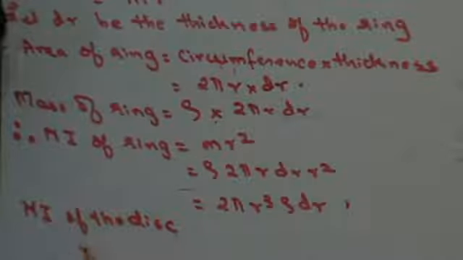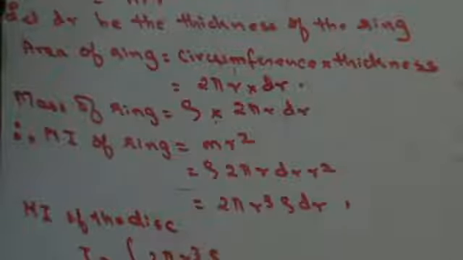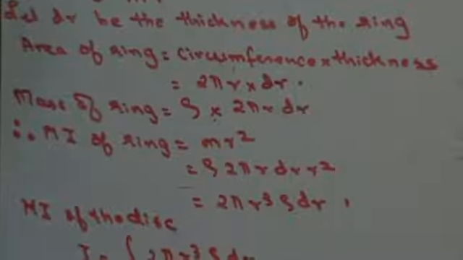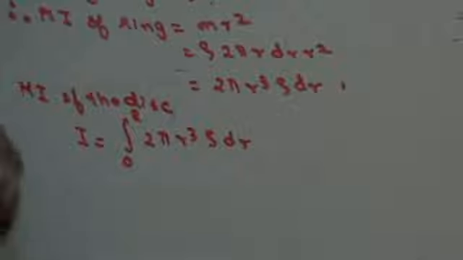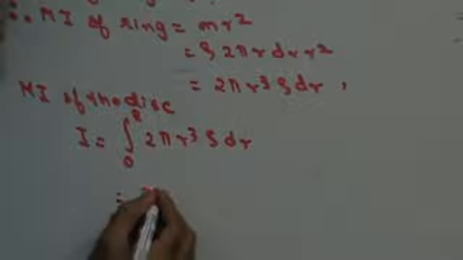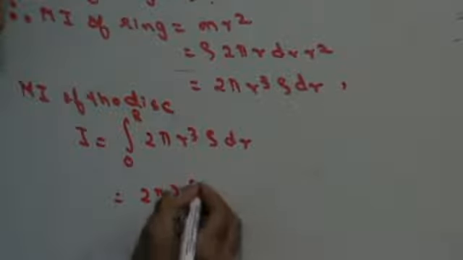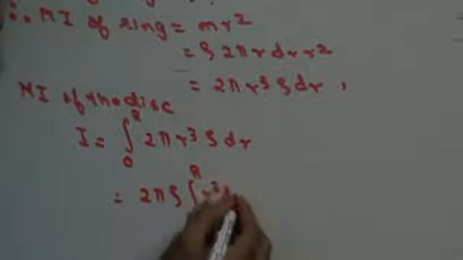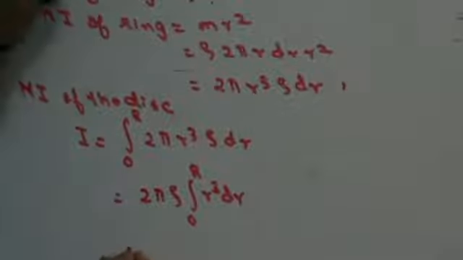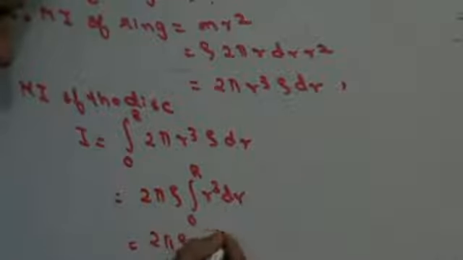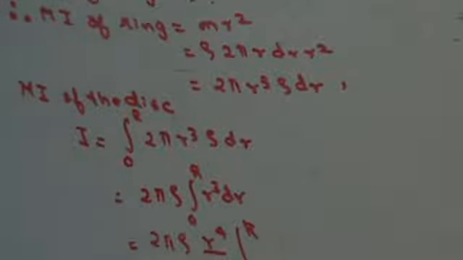is nothing but I, which will be nothing but the integral of the moment of inertia of the ring, 2 pi r cube rho dr. Now what will be the limits? The minimum radius is 0, the maximum radius is capital R. Whatever is constant comes outside the integral sign, so 2 pi rho comes out, integral 0 to R of r cube dr. Integral of r cube is nothing but r raised to 4 divided by 4. So 2 pi rho r raised to 4 divided by 4 when the limits are between 0 to R, right?